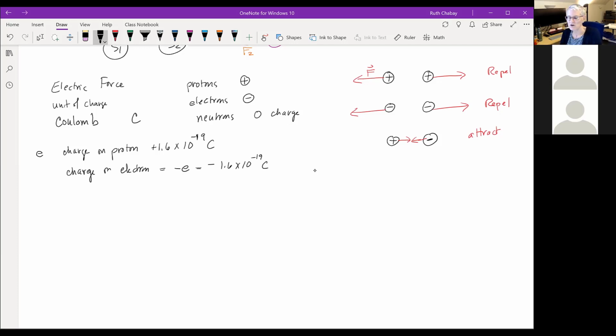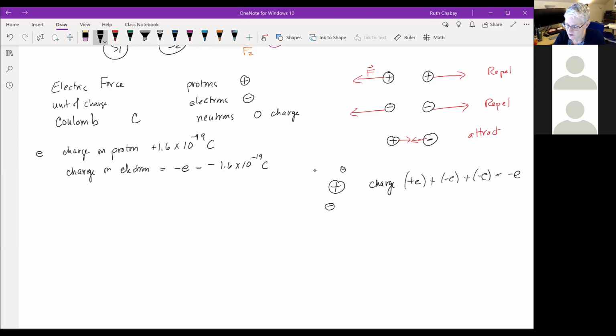The net charge of an object you just get by adding up all the charges. So if you had one proton and two electrons, so it looks like an H minus ion, not very stable, but if we did, its net charge would be plus e, plus a minus e, plus a minus e, which would give us a minus 1.6 times 10 to the minus 19 coulombs.